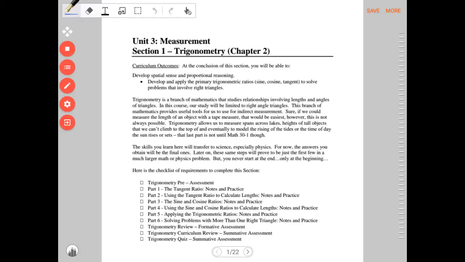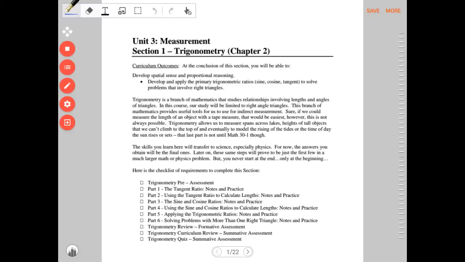triangles. Trigonometry is a branch of mathematics that studies relationships involving lengths and angles of triangles. In this course, our study will be limited to right-angled triangles. This branch of mathematics provides useful tools for us to use for indirect measurement. If we could measure the length of an object with a tape measure, that would be easiest. However, it's not always possible.